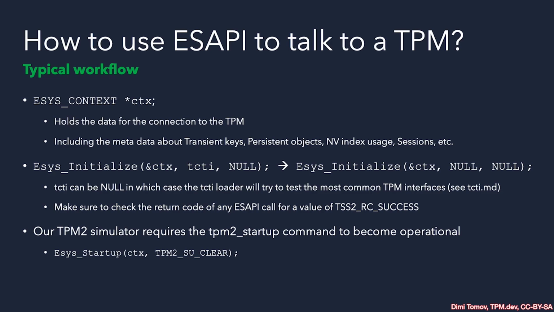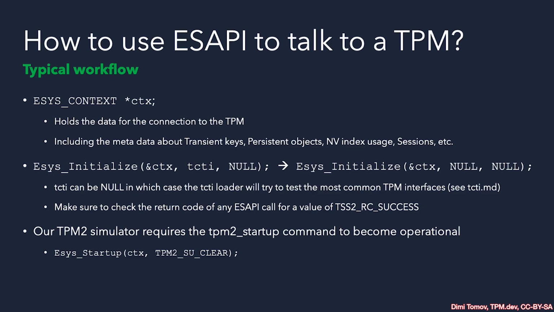We feed the ESYS context as the first argument in the ESYS initialize API call, where memory will be allocated for the ESYS context and initialization of the TPM communication will be done. The type of TPM communication can be defined in the second argument called TCTI, and we'll talk about this more in the next slide because there is a difference between what the TCG defines as TCTI and how the TPM2 TSS looked at TCTI and implemented it.